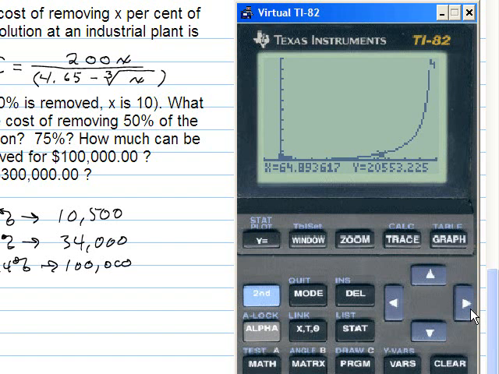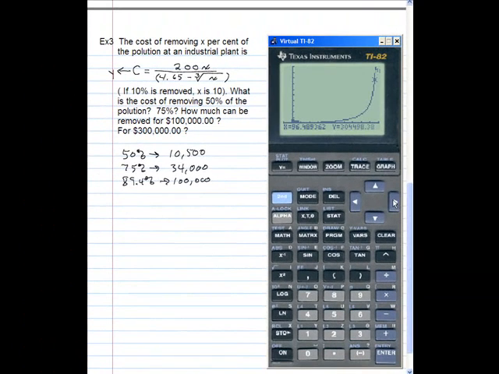See there, right there, you're spending 200,000. Or no, that's 20,000. There's 30,000. There's 60,000. And now you're removing 96% of the pollution, and it's costing you $300,000. And that's pretty close to 300,000. So I would say 96.4%.